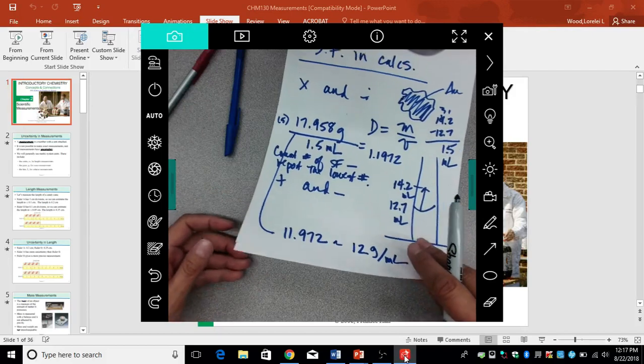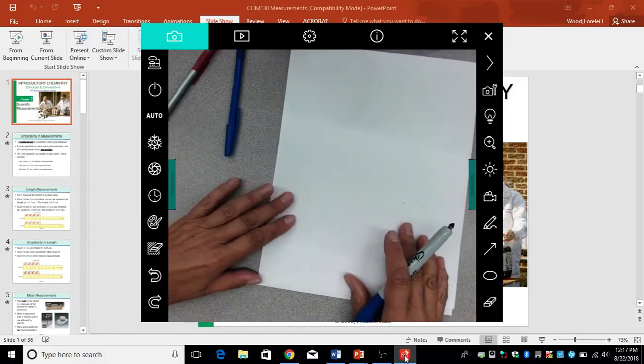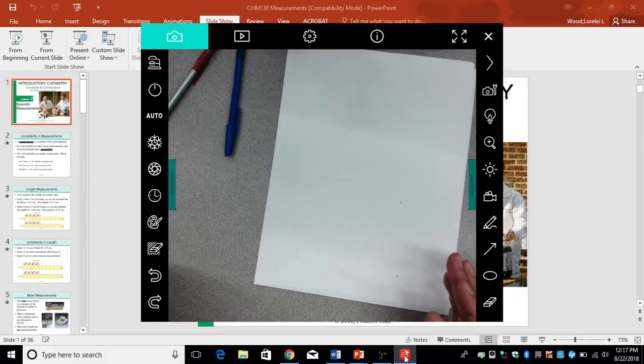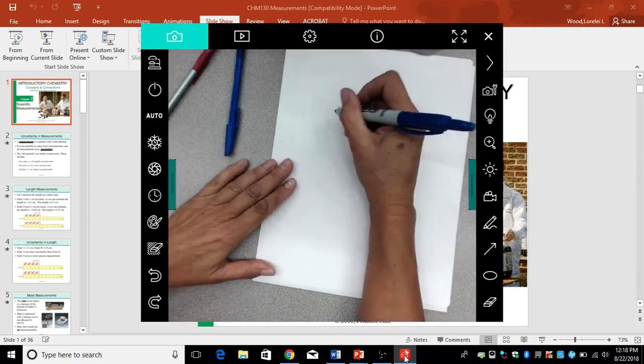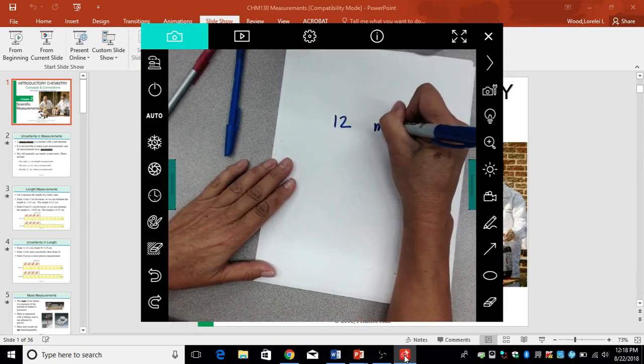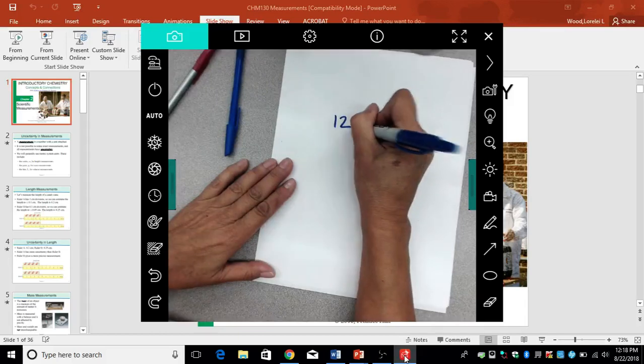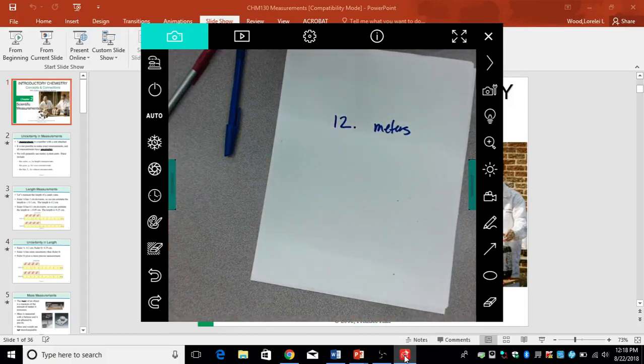Now, add and subtract. Let's try a different one. Let's try length measurements, all right? So I wanted to measure the length of this room, and I have a big giant meter stick, and a little tiny, small ruler. And so I take the big meter stick and I measure the long distance of the room, and I find that it's 12 meters. I'm just making up that number.